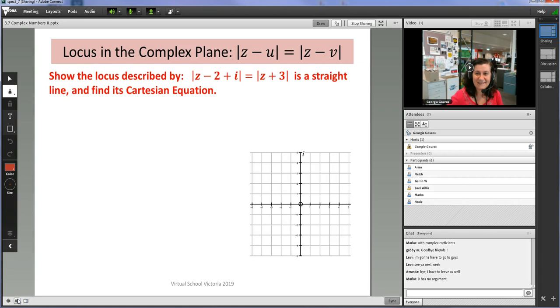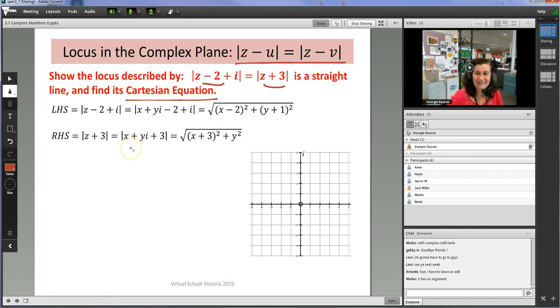Okay, so what about some more of these? Have I got time? Is this the last one? This might be the last one because I don't think regions are in this anymore. Okay. Here's one that's a little bit complicated. Show the locus that is defined by this condition. The modulus of z minus 2 plus i is equal to the modulus of z plus 3. It's going to be a straight line. We want to find its Cartesian equation. So the modulus of z minus 2 plus i is going to be a value. When is this distance equal to that distance?